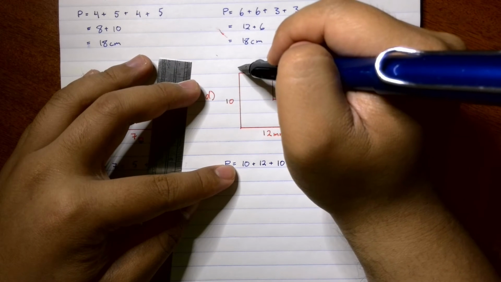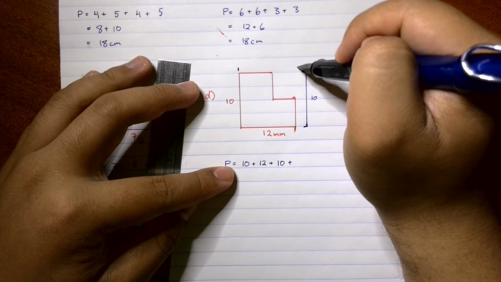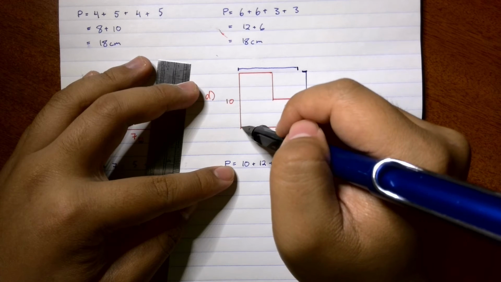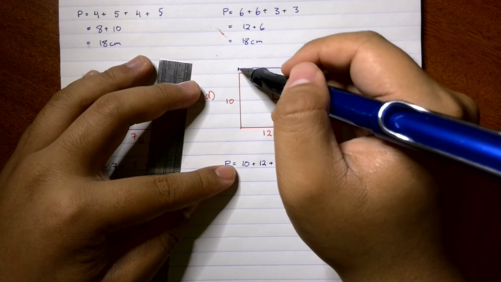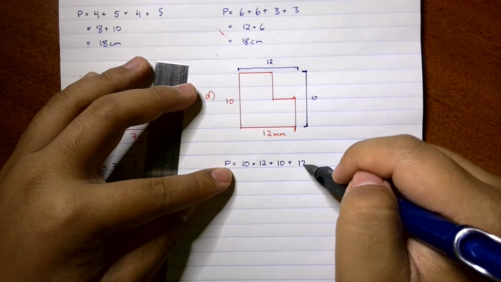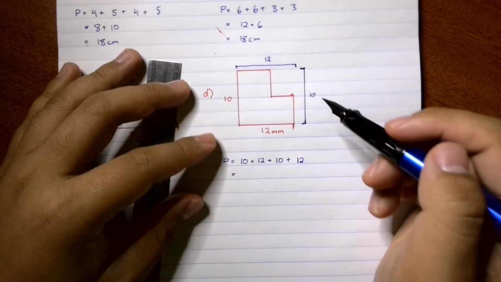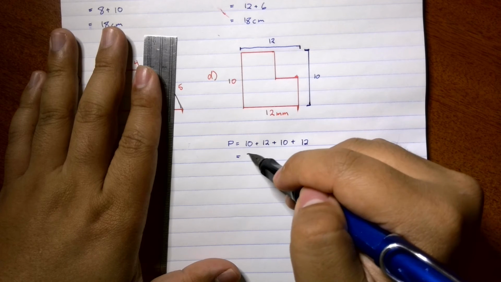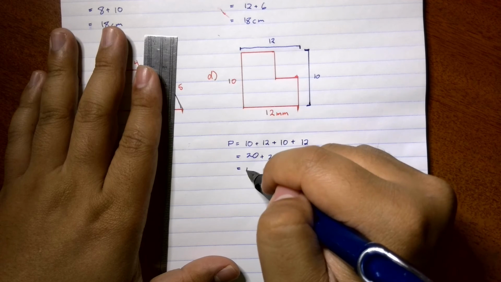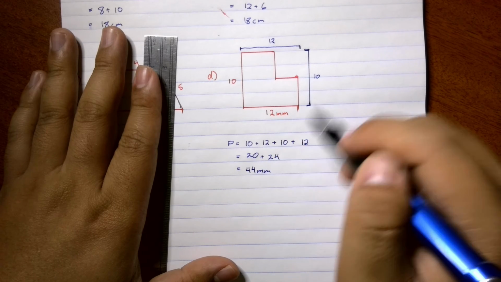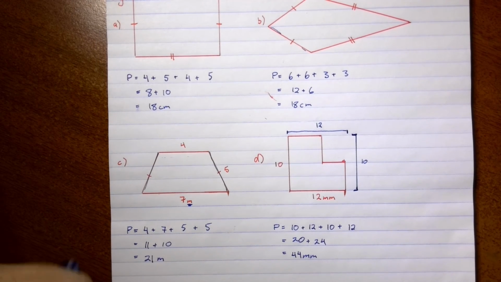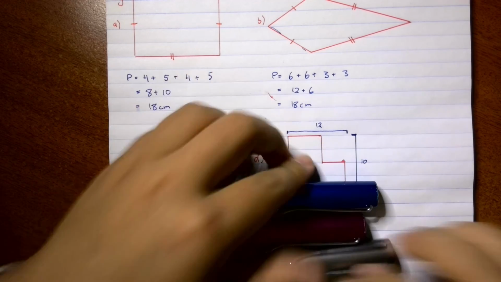And the same logic applies going across from the left to the right. Well, since this is 12 millimeters, it must be the case that this here is also 12 millimeters. So we need to add another 12. Once again, doing a little trick: 10 plus 10 make 20, plus 12 plus 12, 24, gives us 44 millimeters. So I hope that gives you an insight into perimeter, and best of luck to you all.